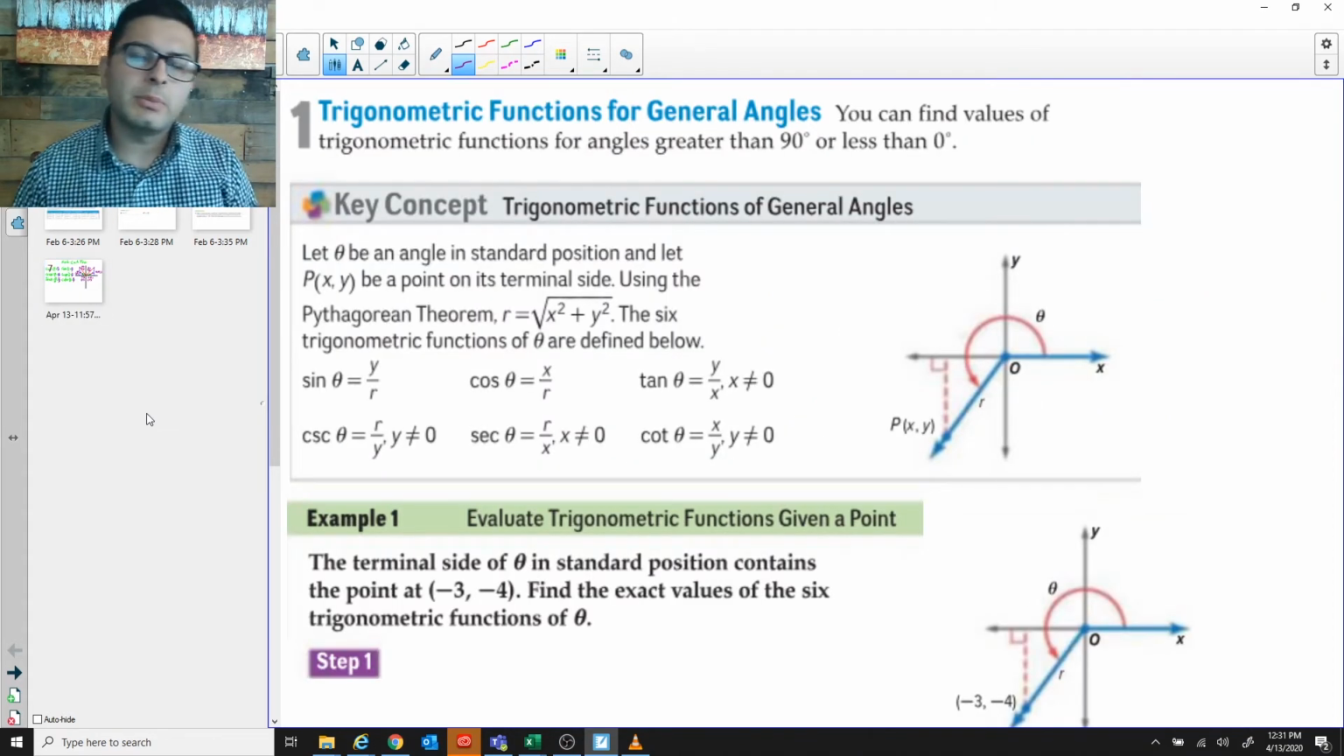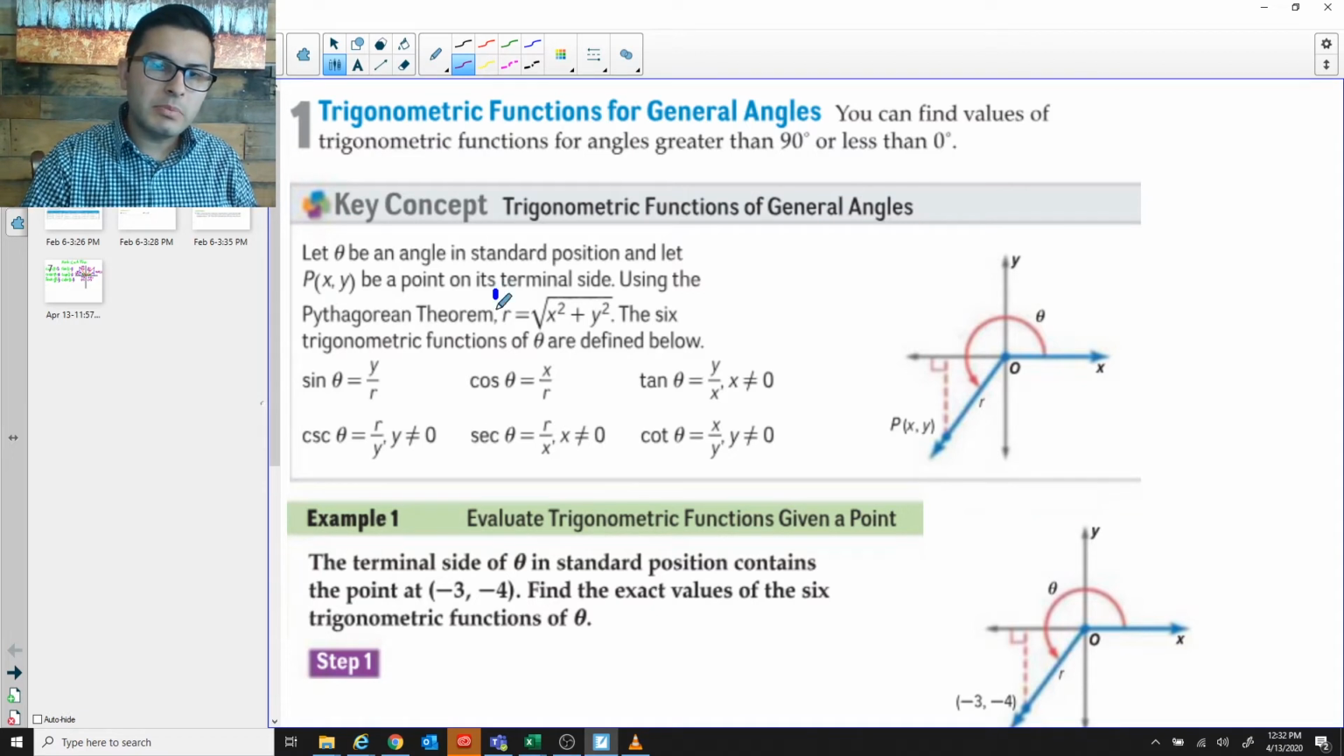All right, we are finally back to our example one, and now you can see where all this comes from. Our sine being y over r, and our cosine of theta being x over r. Our tangent of theta being y over x, and the reciprocal functions being the actual reciprocals of it. And it all makes sense now.